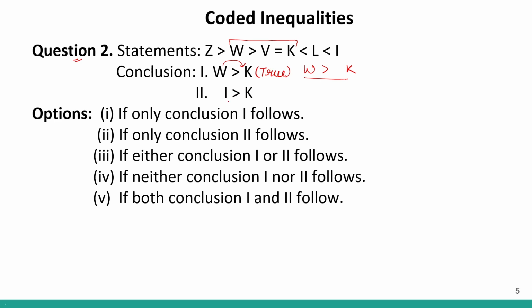Correct? Now we have to move from I to K, bigger door to smaller door. So I to K means this much information will be used. I is greater than L, which is greater than K. Correct? So I can conclude that I is definitely greater than K. So this statement is also true. Correct? So if I look at the options, my answer will be that both the conclusions 1 and 2 follow. That means both the conclusions are true. Therefore, my answer will be option number 5. Clear?